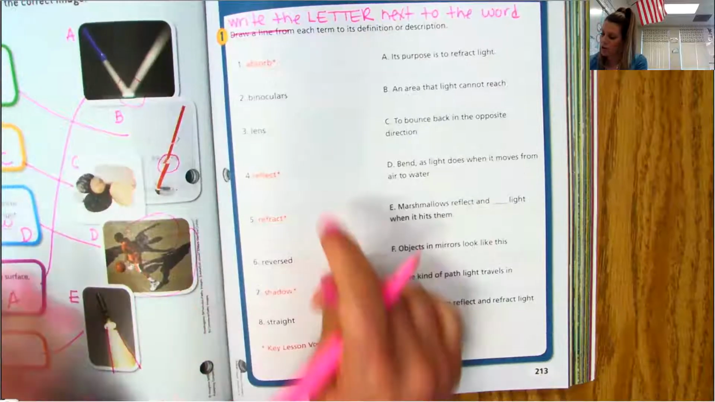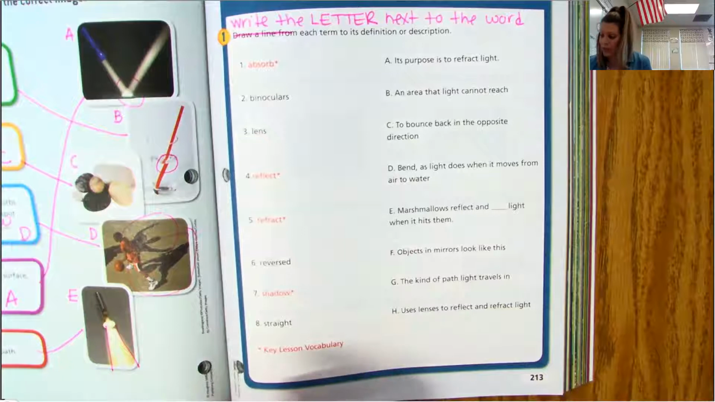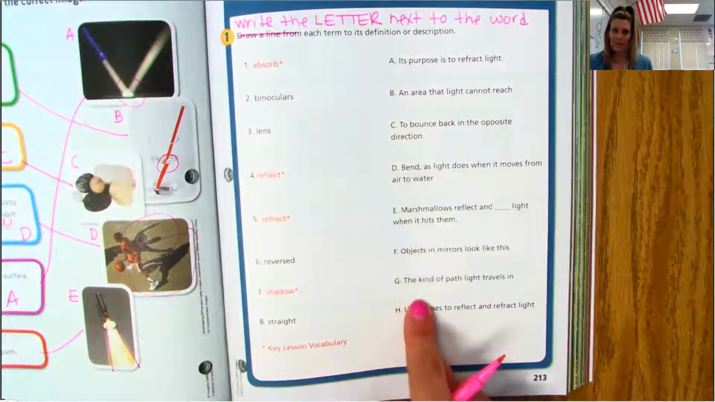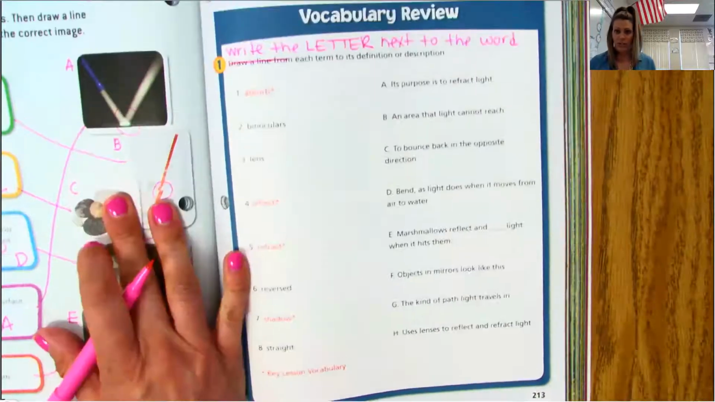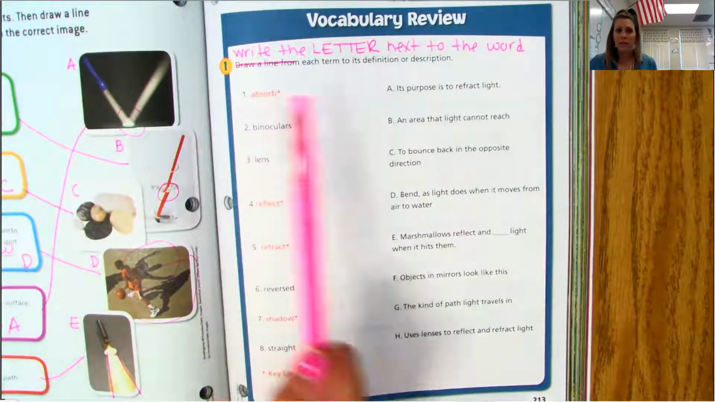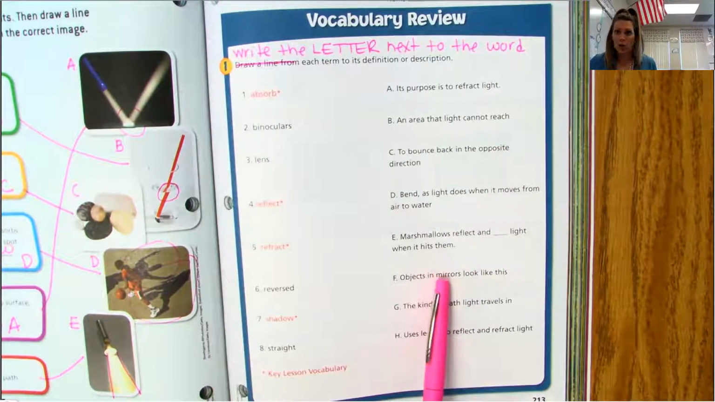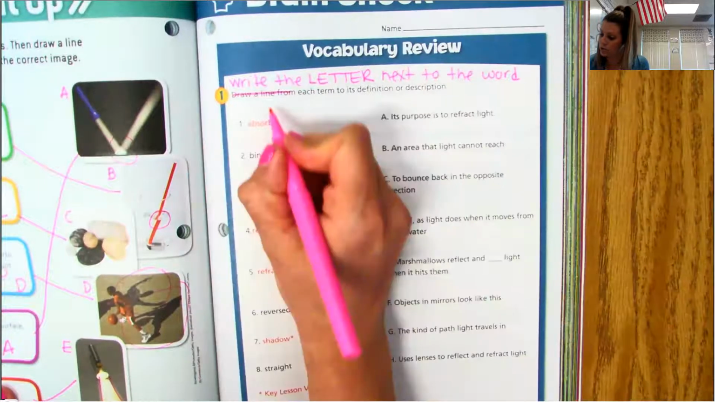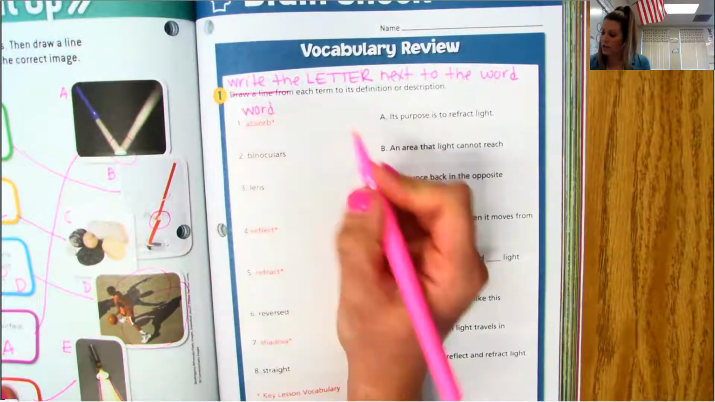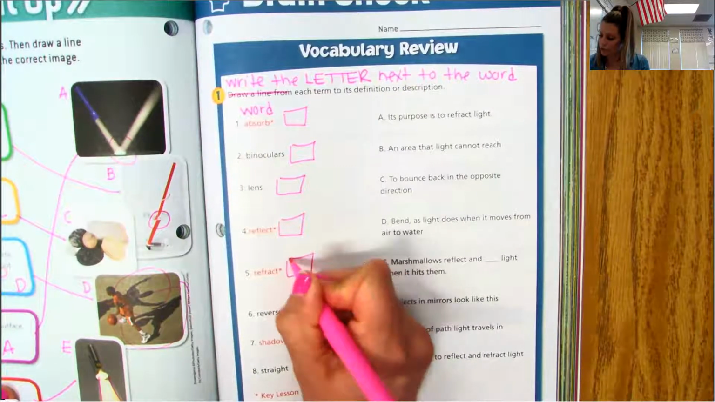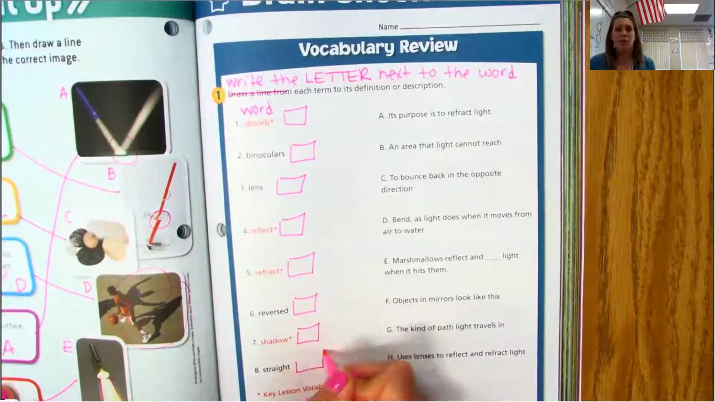So instead of drawing all the lines, you're writing the letter. So whatever the definition is for absorb, you would write that letter next to it. Do we understand? Hopefully we do. If not, the directions are also in Schoology, okay? So you are matching the word to the definition. You're not drawing the lines. You're writing the letter next to the word. And these are the words. Okay? So right next to it, you're going to write the letter that matches the vocabulary.